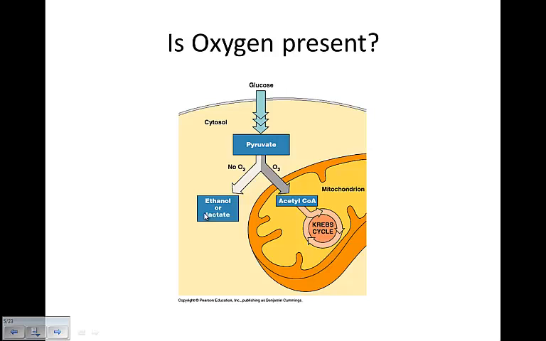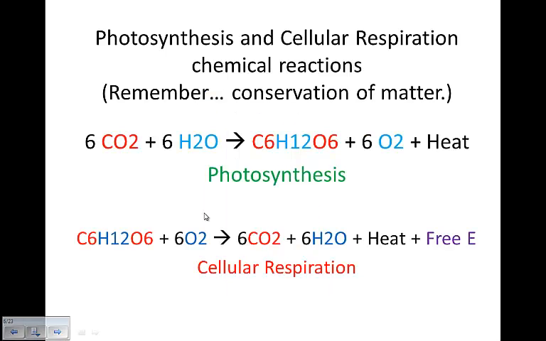All right, so here we have photosynthesis and cellular respiration. Like I said, you have to be able to write this balanced equation. So here's photosynthesis, our 6 carbon dioxide plus 6 waters. Now there's no sunlight up here, but there should be. It yields glucose and 6 oxygens, and heat is given off. Now remember this process of conservation of matter, that matter is neither created nor destroyed, it's just transferred.